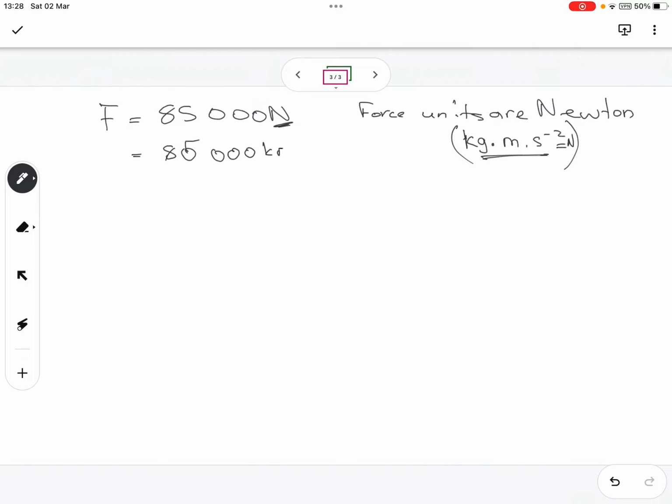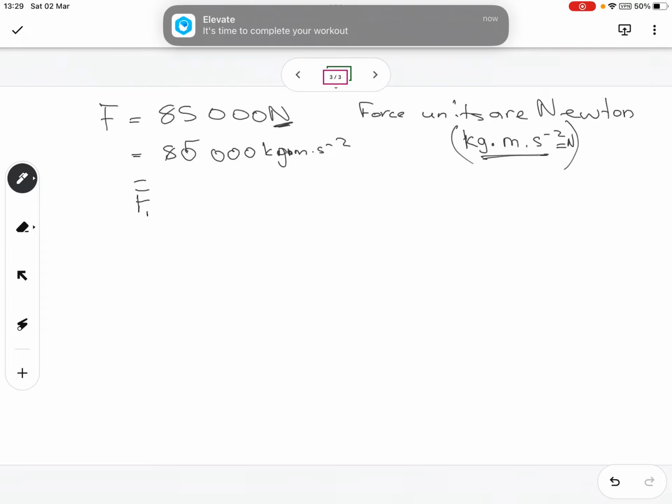So 85,000 kilograms meters per second squared need to be applied during a collision to cause fatal injuries. And this collision lasted for 0.5 seconds. So we must determine by means of a calculation whether the collision could result in a fatal collision.